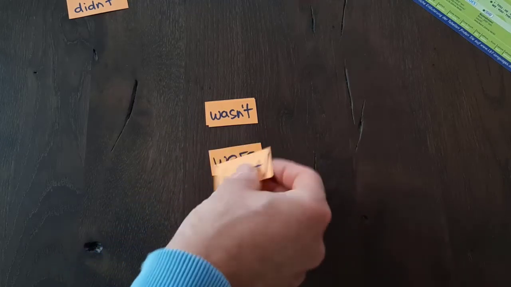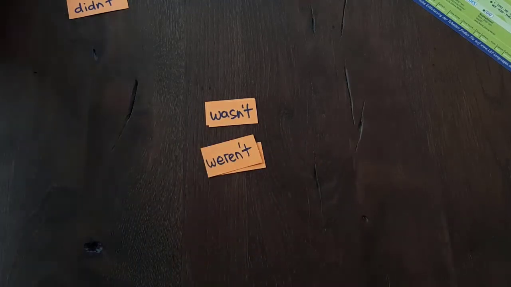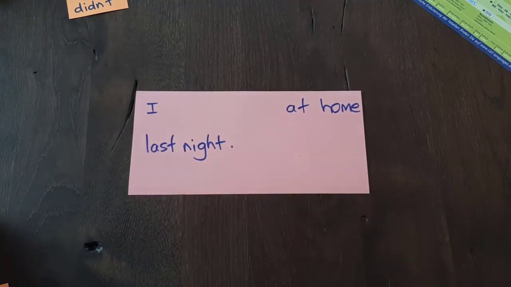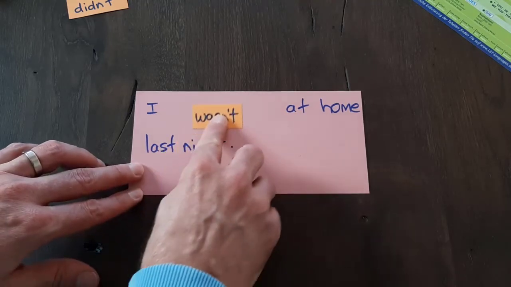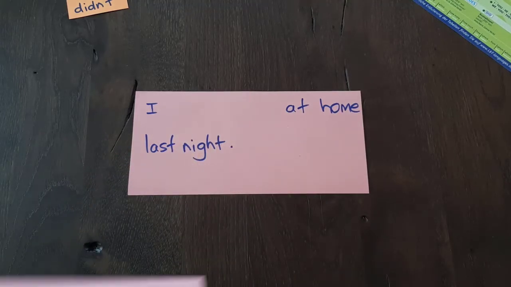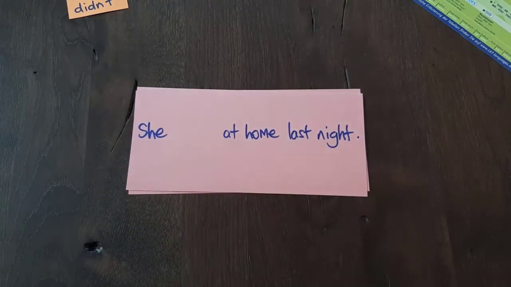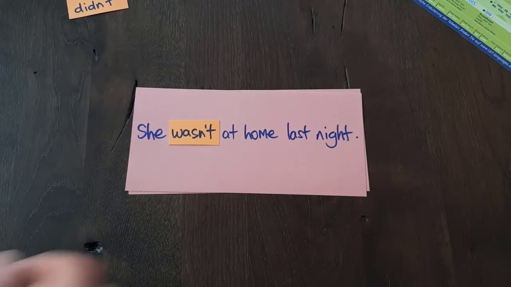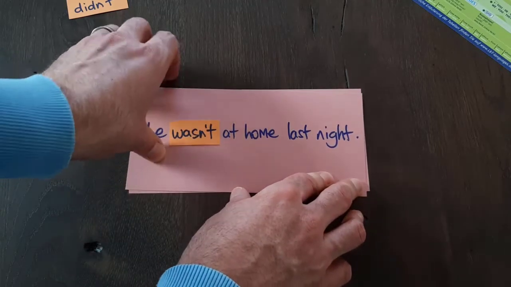Okay? Now I'll show you an example in a sentence. I was at home last night, positive. But negative, I wasn't at home last night. And another example, she was at home last night. The negative, she wasn't at home last night. Sie war nicht zu Hause.